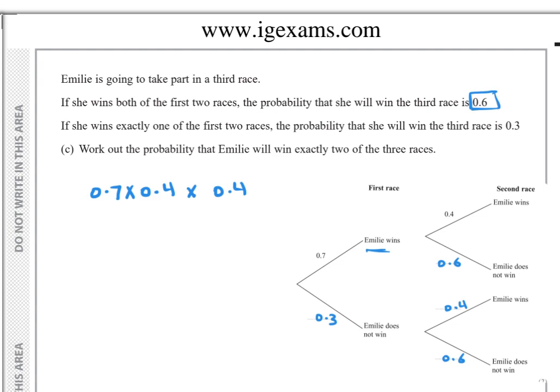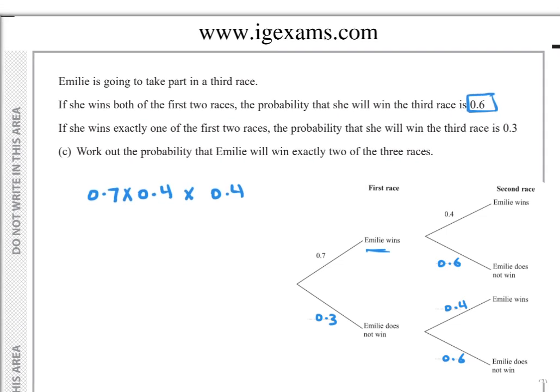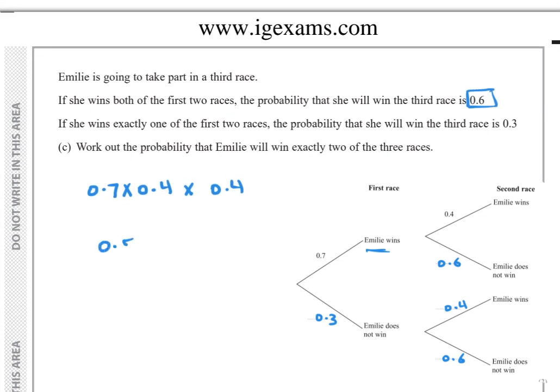This is the first case, win, win, then lose. The second case: Emily wins exactly one of the first two and wins the third one. So the probability to win exactly one of the first two we did before, which is 0.54. Then multiply by 0.3, the probability to win the third race. Then add them. The answer equals 0.274.